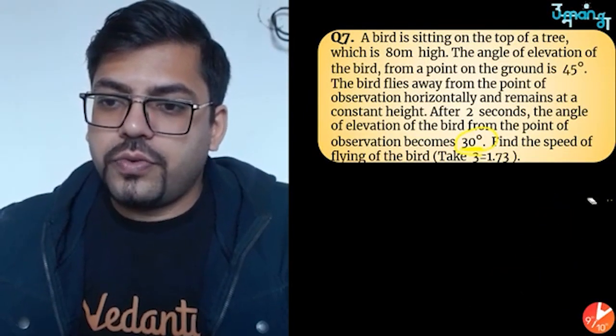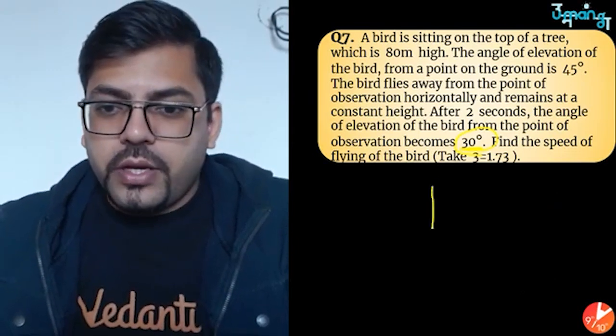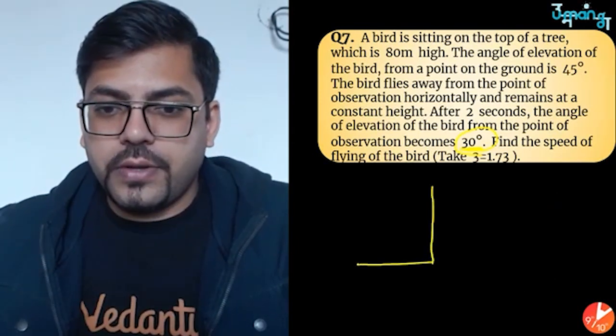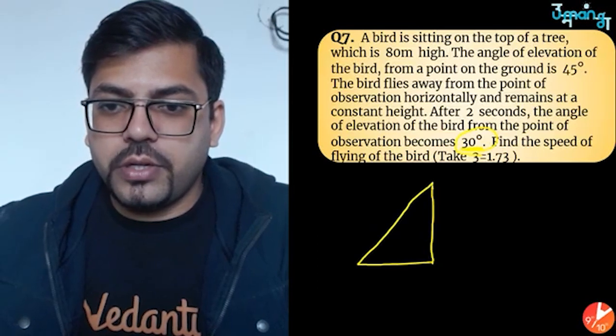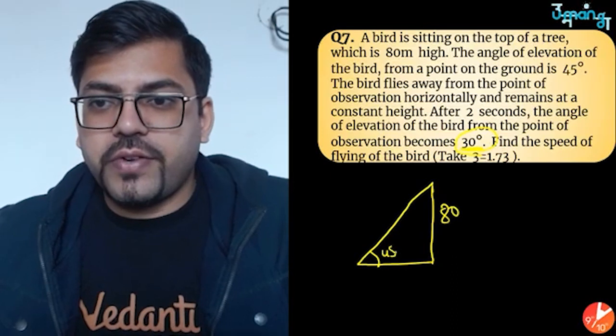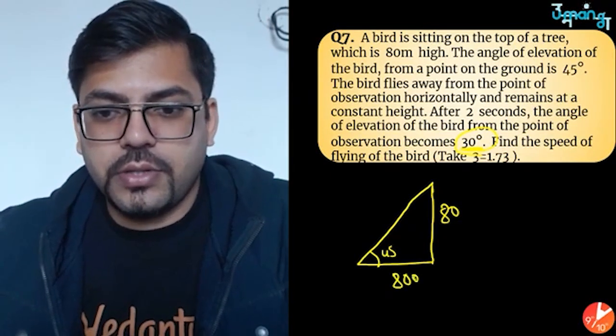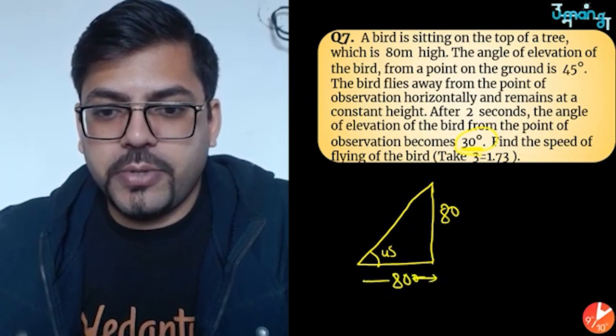So first of all, this is the tree, and here is someone observing the bird. This is 80 meters. The angle of elevation is 45 degrees. This means this is also going to be 80 meters. This is also going to be 80 meters.